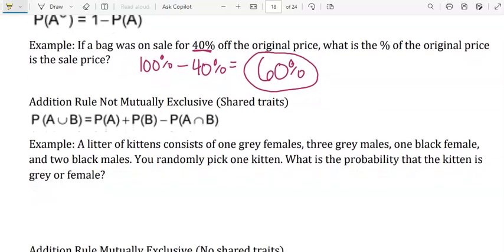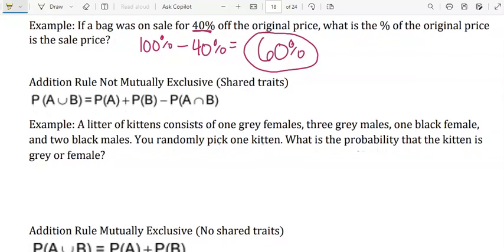Let's look at addition rule, not mutually exclusive. They have shared traits. The formula for that would be to add the probability of the first item plus the probability of the second item minus the probability of them sharing both of those items at the same time. Example, a litter of kittens consists of 1 gray female, 3 gray males, 1 black female, and 2 black males. You randomly pick 1 kitten. What is the probability that the kitten is gray or female?